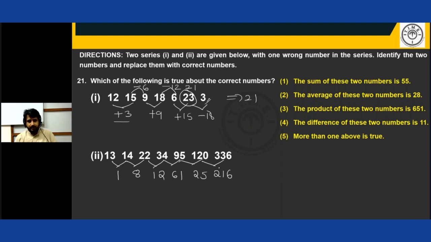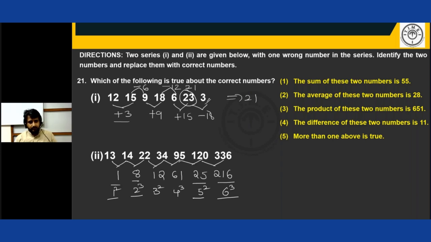Are you able to recognize these numbers? 216, 25, 8, 1. I am able to recognize the numbers. 216 is 6 cube. 25 is 5 square. 1 is 1 square or 1 cube. 8 is 2 cube. So observe the pattern. 1 square, 2 cube, 5 square, 6 cube. What could be the missing numbers? 3 square, 4 cube. It is our guess.